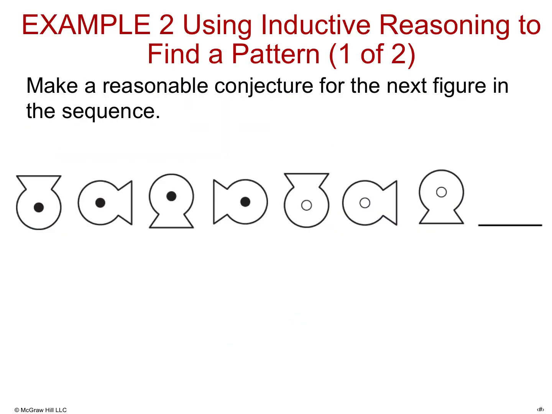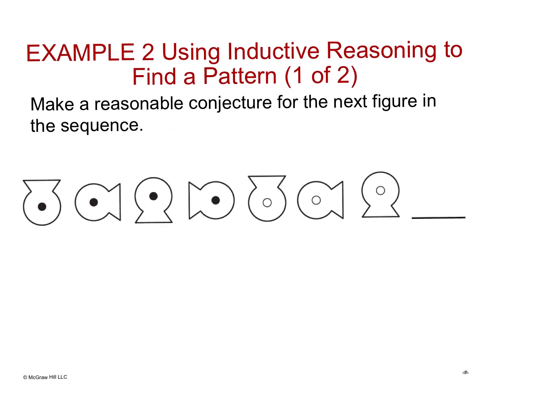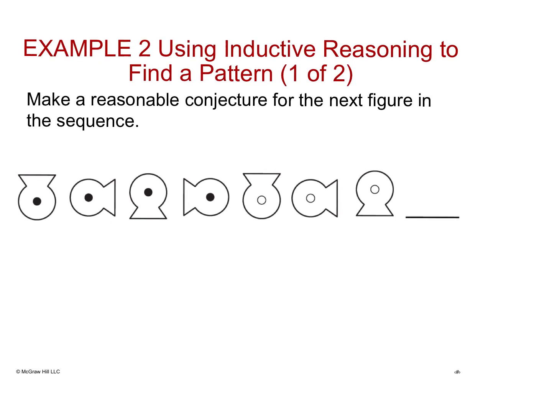Okay. We're now going to move on to a different type of problem, and that is example 2. We're going to use inductive reasoning to find a pattern, but this time we're given figures. Okay, so we have this figure. I don't really know what that is. It looks like maybe it's a little fish or something, I guess. It's kind of random. But anyways, we're going to try to figure out the pattern.